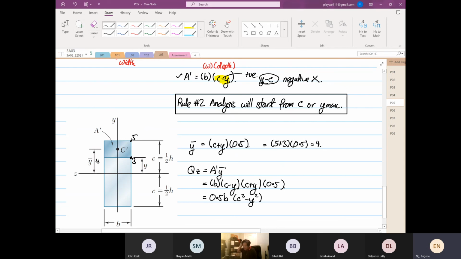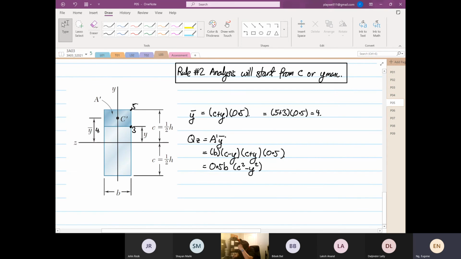The analysis was stopped at the centroid. I repeat again, the analysis was stopped at the centroid. y was stopped at the centroid because y now becomes 0. There is no minus y. I repeat again, there is no minus y. y is always positive.